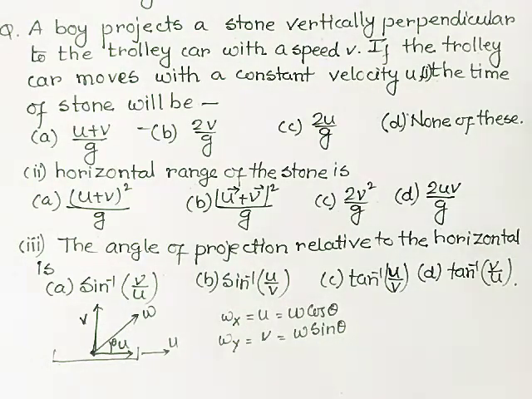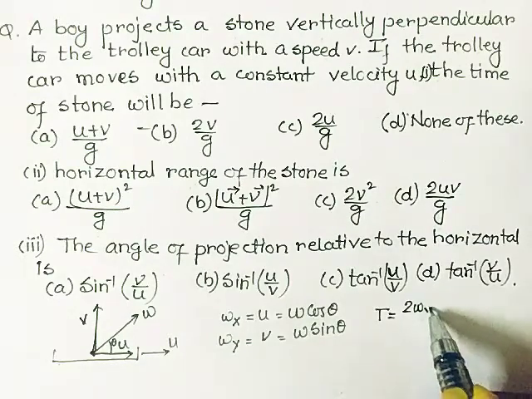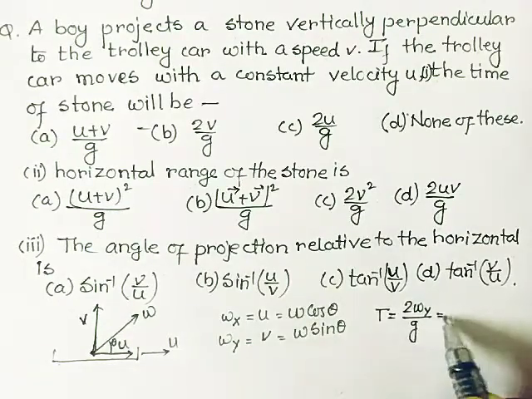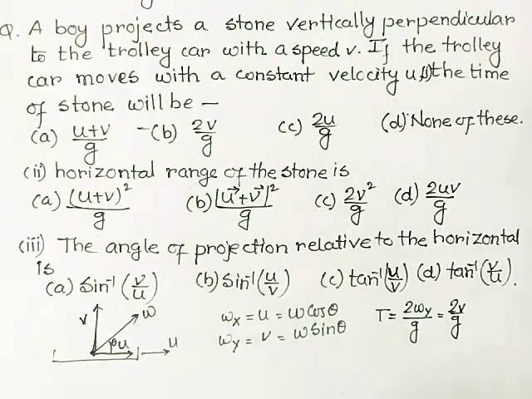Now it is asked what is the time of the stone? If we calculate the total time of the stone, we know that it depends only on the vertical component of the velocity. The total time of flight of the stone is 2 into wy divided by g. Since wy equals v, it is 2v divided by g. This is the total time of flight, and obviously it is independent of u, that is, the horizontal motion.